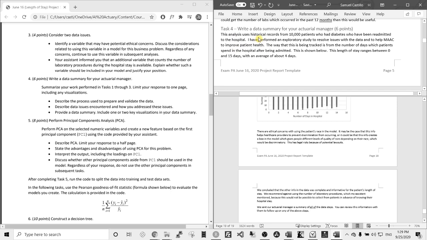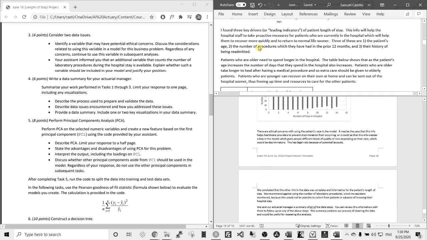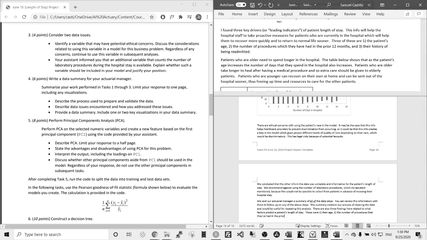And here you could just say, we considered this summary contains our process of cleaning the data and would be useful for repeating this analysis. And then you could perhaps talk about the leading indicators. There are also 3 findings here related to what factors predict a patient's length of stay. These were 1, the patient's age, 2, the number of procedures that they've had in the prior 12 months, and 3, their history of being readmitted.